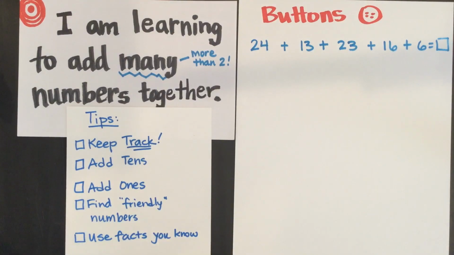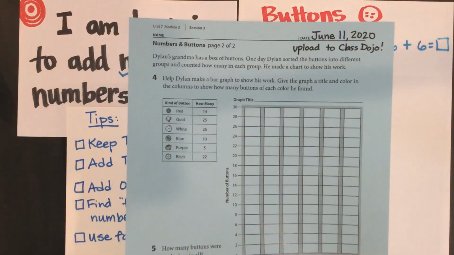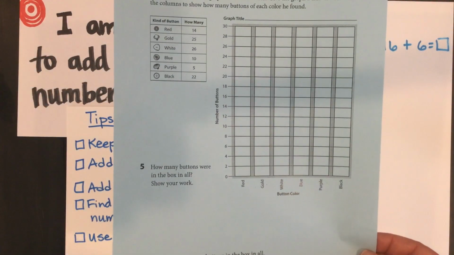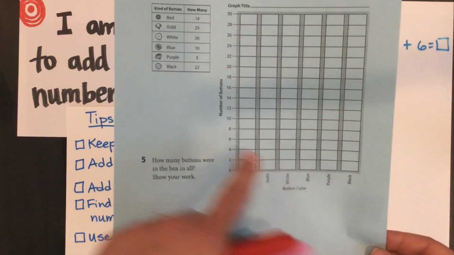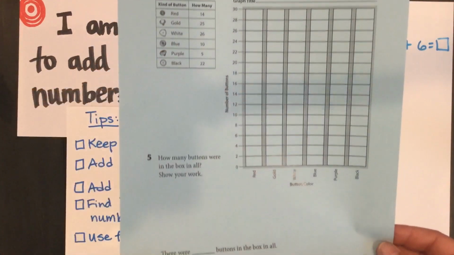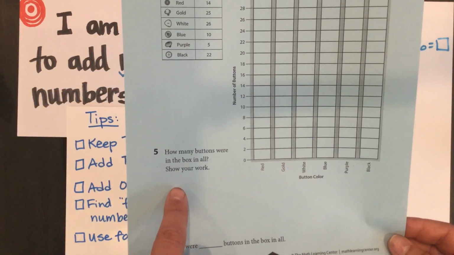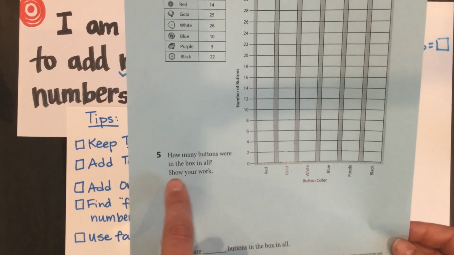So let me switch my camera over so that we can look at some tips for adding some numbers together and do a practice one before you go to do your work today. Alrighty, friends, and we are learning to add many numbers together, which means more than 2. I want to remind you real quick that you are going to look at this activity, numbers and buttons, and you've made your bar graph, and then you look along the bottom and there's the 6 categories, and what you're going to have to do to figure out the answer to number 5, how many buttons are in all, and it says show your work.